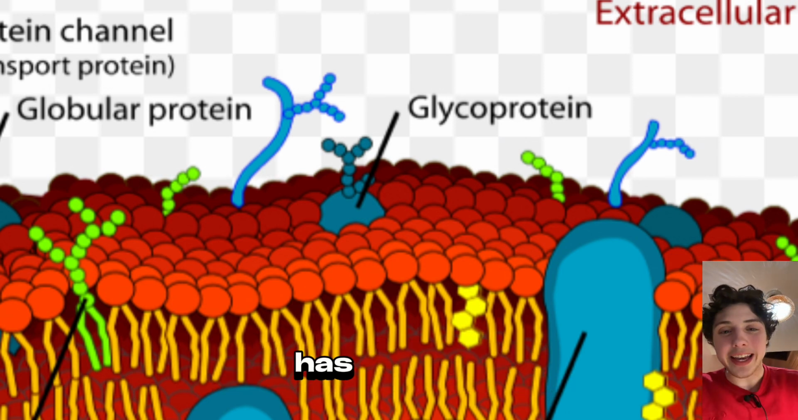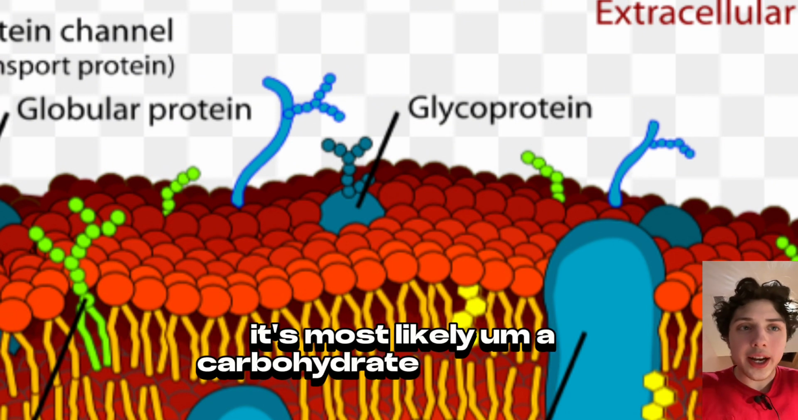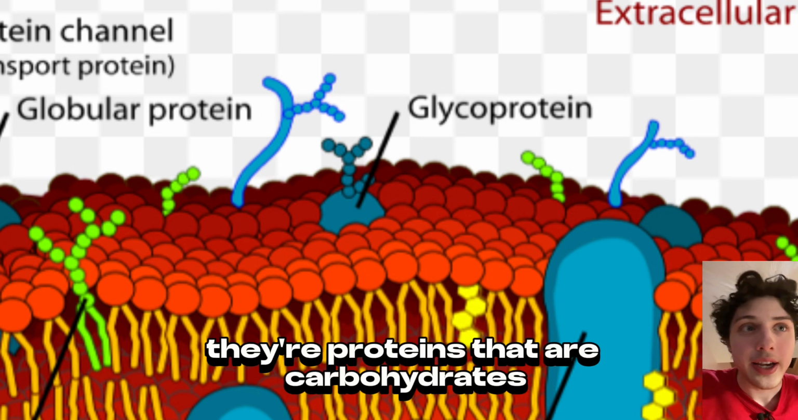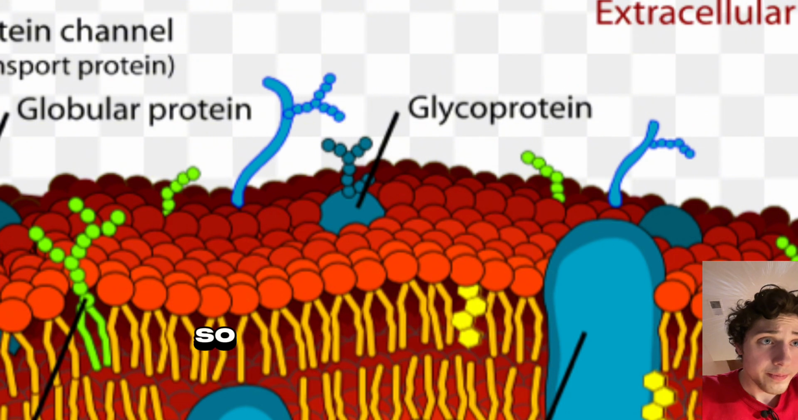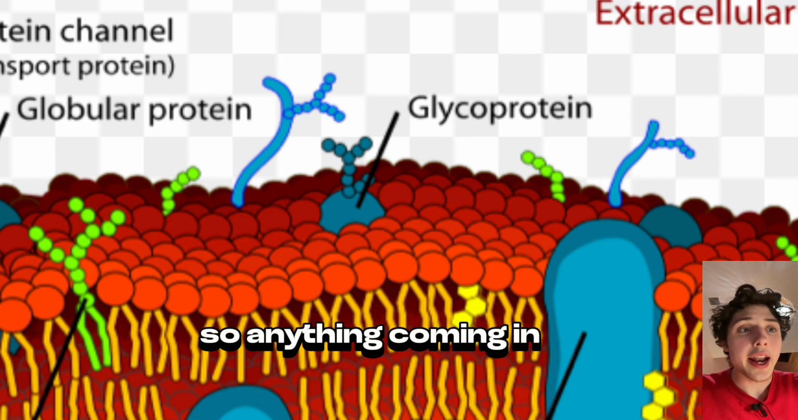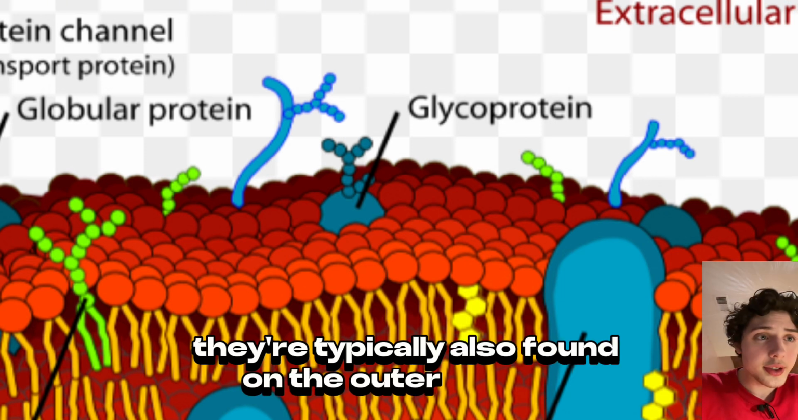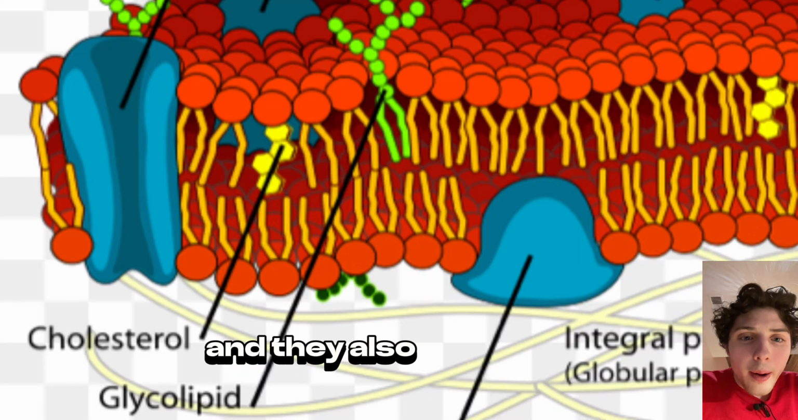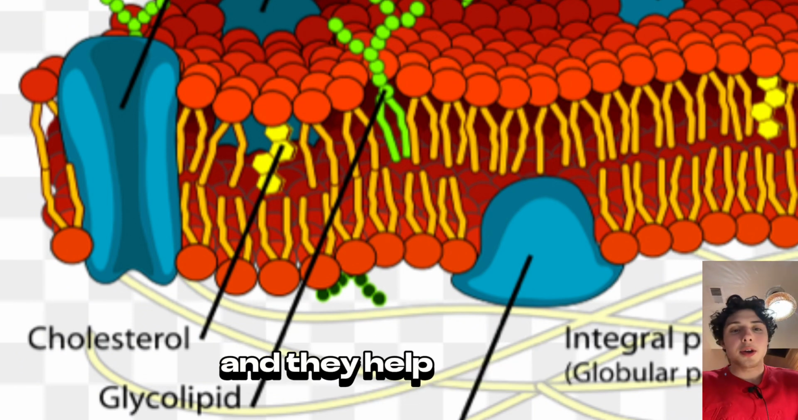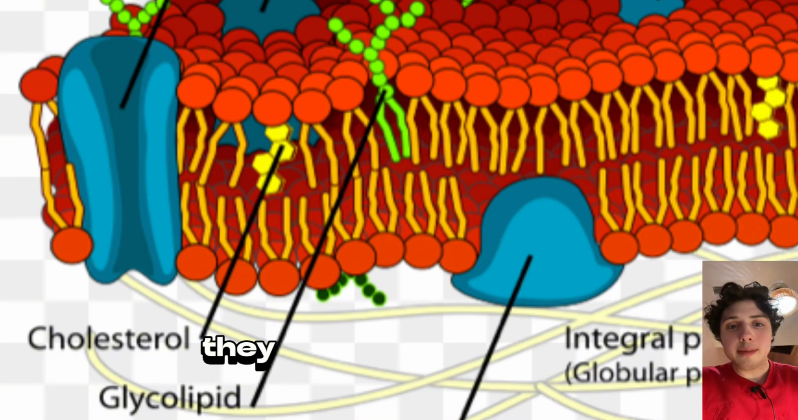It is a sugar, right? It has that prefix of glyco. Anytime you see something with glyco, it's most likely a carbohydrate, a sugar, and these glycoproteins are proteins that have sugars attached to them. So they are located on the outside of the cell membrane, and they deal with cell recognition, so anything coming in. And similar with the glycolipids, they're typically also found on the outer surface. We're going to find one right here, and they also participate, let's zoom in, they also participate in cell recognition, okay? And they help maintain the structural integrity of the membrane, and they stabilize the cell.